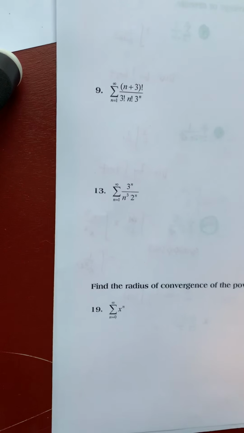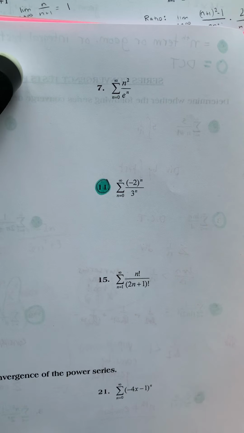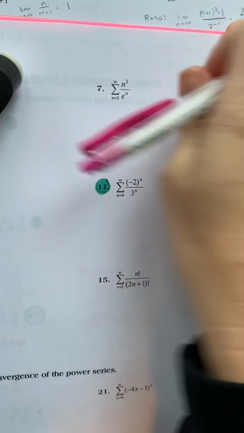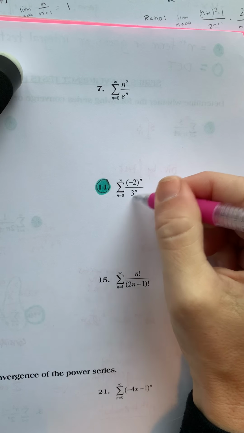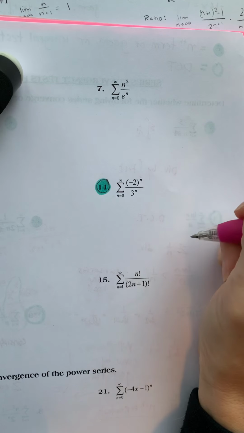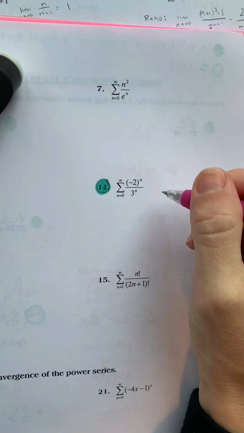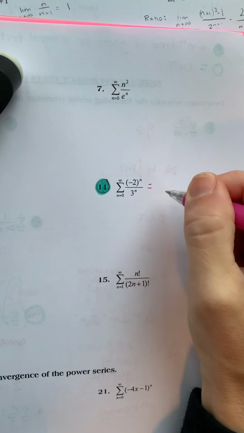Only one more on here, number 11. Number 11 hopefully looks geometric to you, which it is. So nth term tells me keep going. My bottom is bigger than my top. 3 to the n is going to be bigger than negative 2 to the n. So I have powers of n, so this is geometric. So let's get some terms.